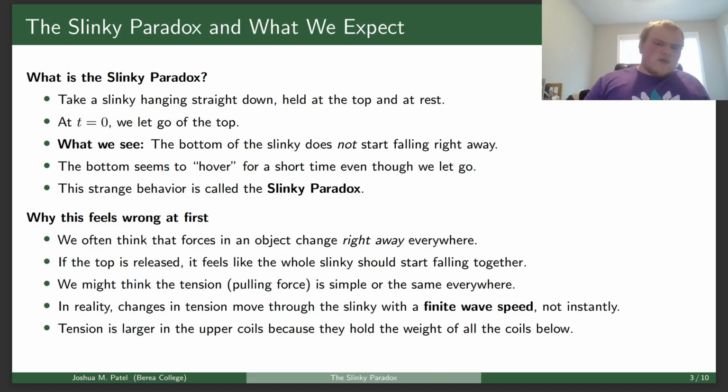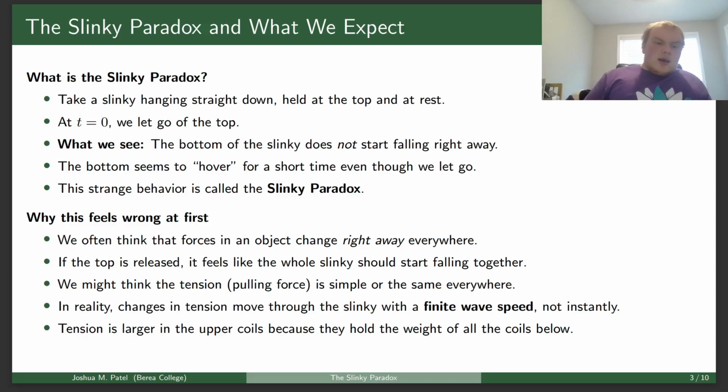And this feels wrong at first because we're like, oh, when I drop something like this ball, it falls. And so logically, if I let go of the top, that bottom should fall. But we're going to see why exactly it doesn't fall. And it's just due to a very unique relation that we don't intuitively think.